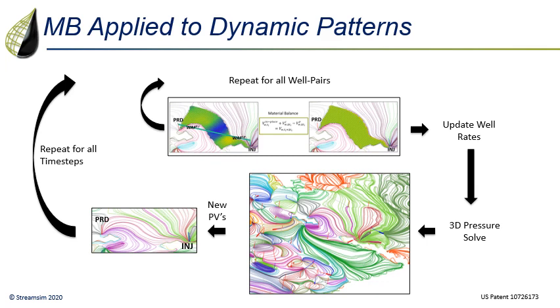This material balance calculation is repeated for each unique well pair pore volume that exists in the current time step. Once all the pore volume saturations are updated on the underlying grid, we advance to the next time step. To account for the fact that the patterns are dynamic, the historical well rates are updated to the next time step. Here, new wells may come online or shut in or switch from producer to injector.